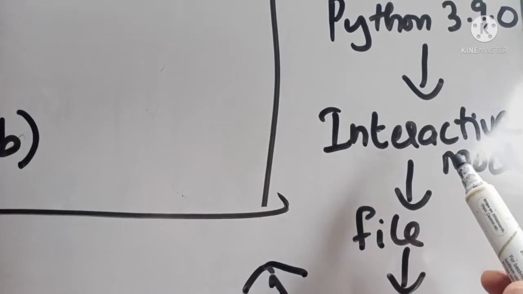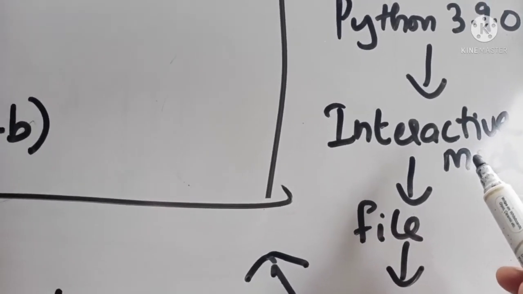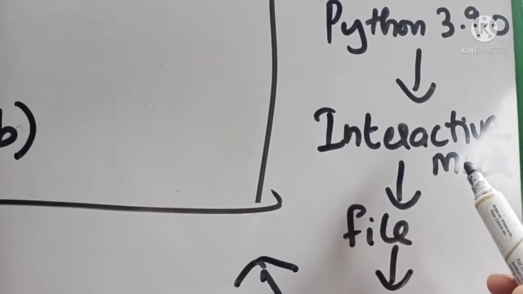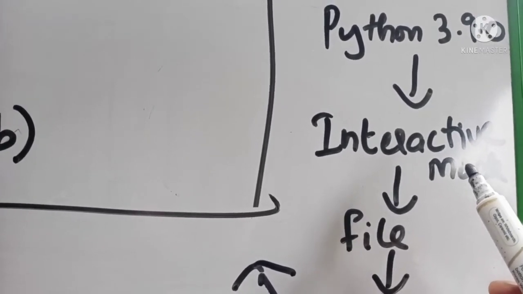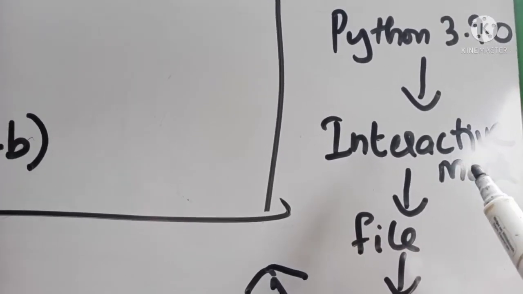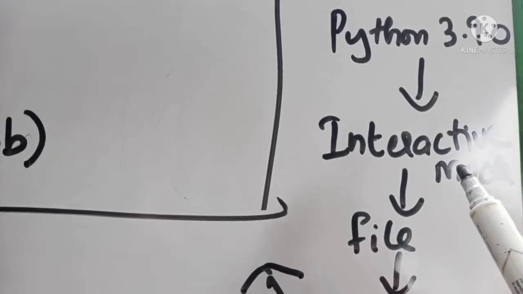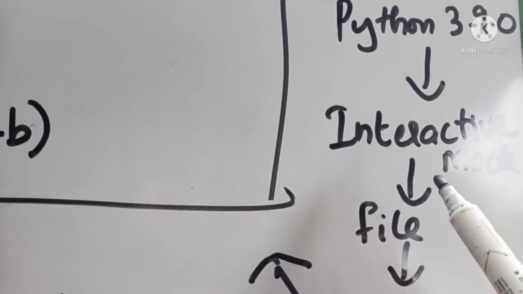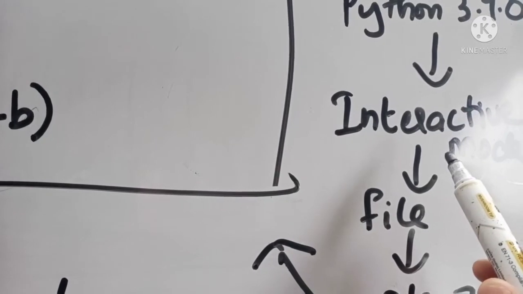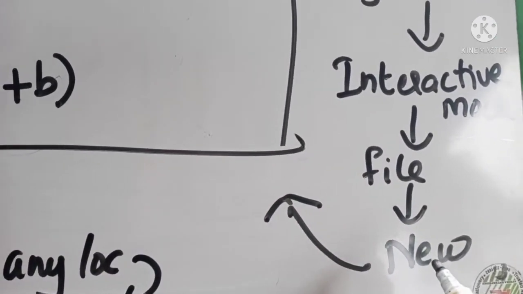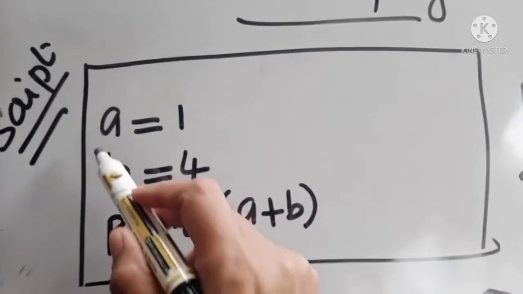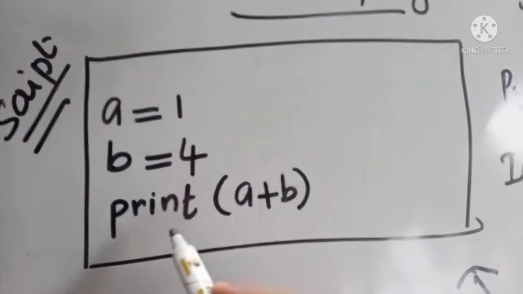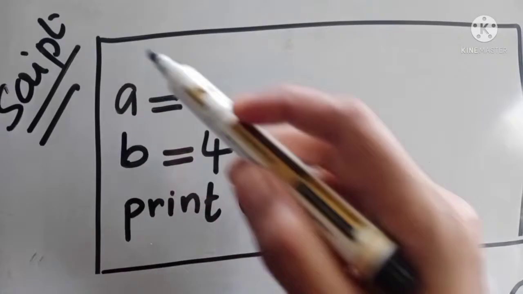Now, I already told you that in the interactive mode you can also write your program code, right? But the thing is, you are not able to save your program, and you get the output then and there. If you want to save your program, do one thing. Go to the File menu in the interactive mode and click on New. Then you will get a new page, and that particular page is called a script.